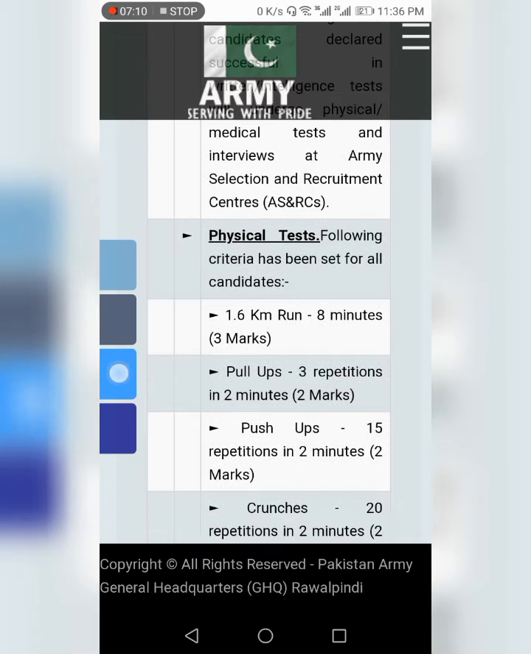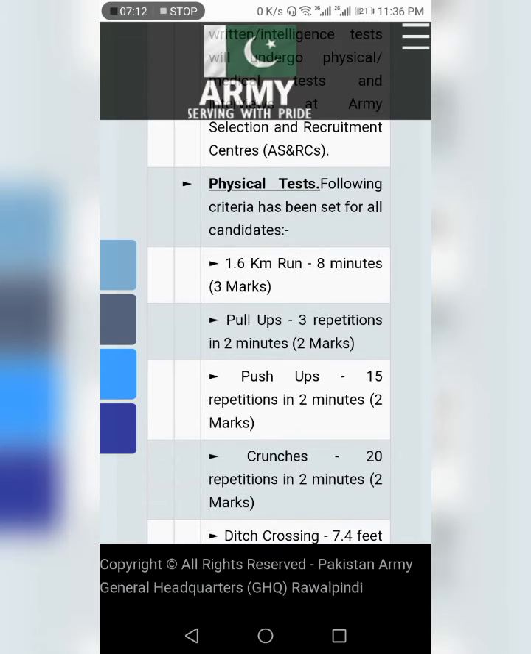After this you will undergo physical test in which 1.6 kilometer run in 8 minutes will have 3 marks. If you clear this in 7 minutes you will get 3 marks. If you clear this in 7.5 minutes you will get 2 marks, or if you clear this in 8 minutes you will get 1 mark.